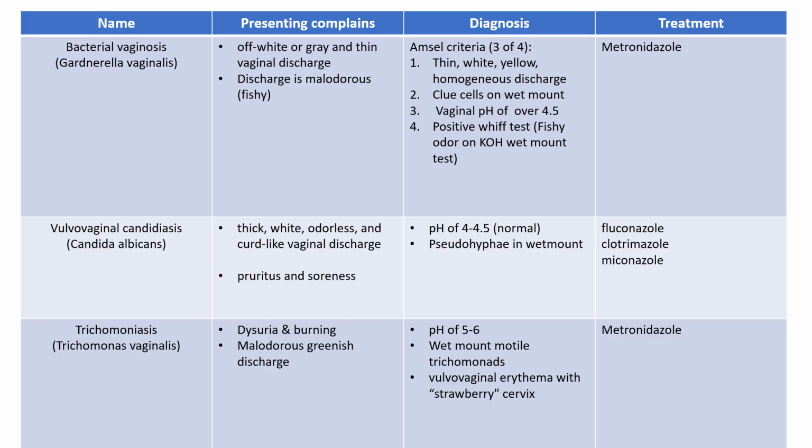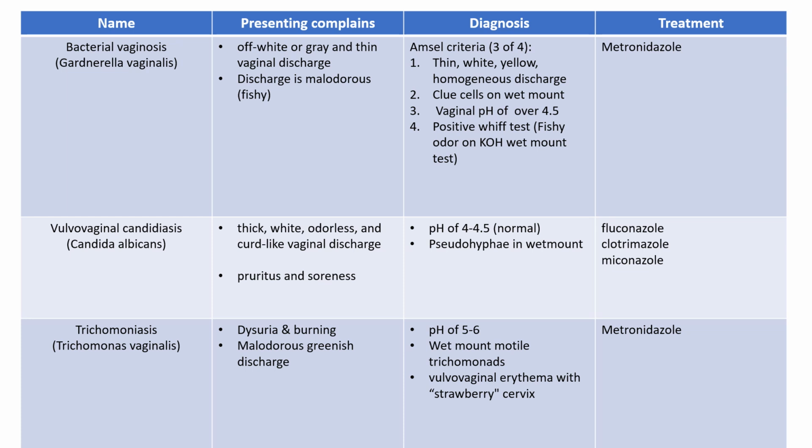Okay, so the first one is bacterial vaginosis, which is caused by Gardnerella vaginalis. Here, the patients present with a complaint of a vaginal discharge, which is gray, off-white, and malodorous. Sometimes patients can be very specific and tell you that the vaginal discharge smells very fishy.